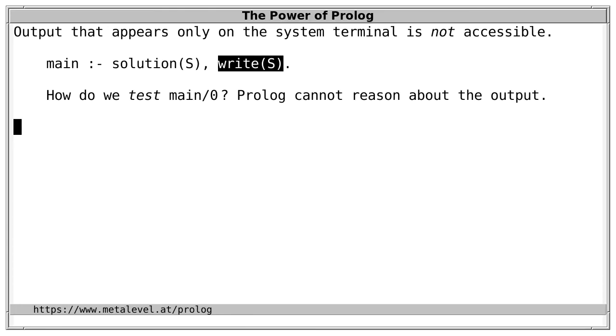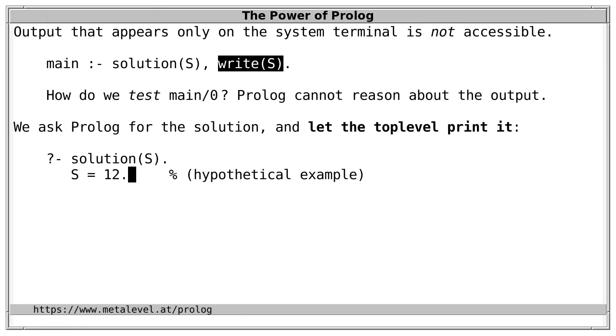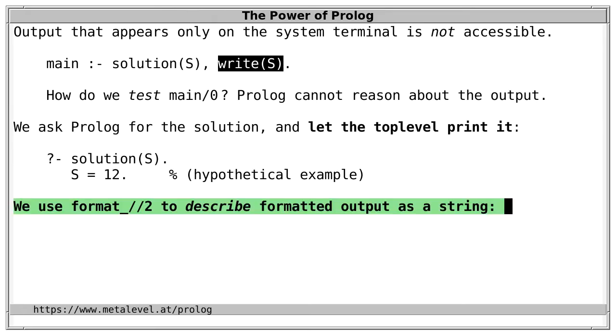So what we should have done here is to simply ask for the solution and let the top level print it. Simply post a query and the top level will automatically show the answer, as in this hypothetical example. And for more complex output, we can use the DCG non-terminal format_//2 to describe the output as a string, that is a list of characters. For instance, we could introduce a non-terminal formatted solution using a DCG to describe the list.